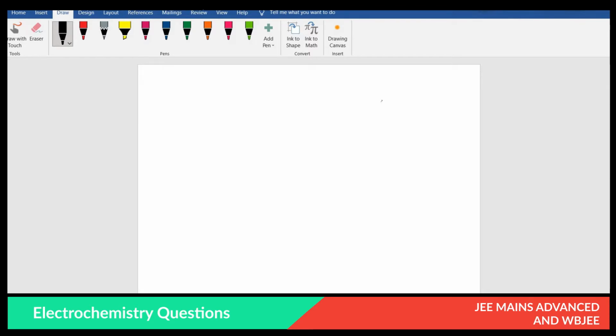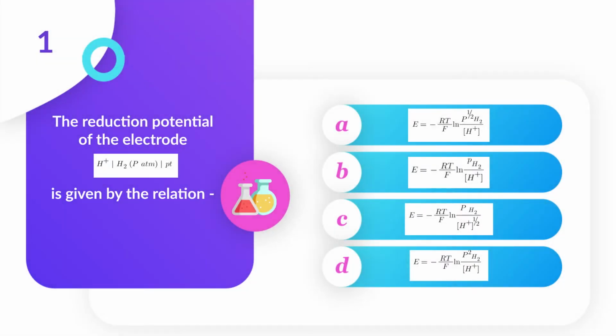So before starting with the first question, let me just read it out. The first question says, the reduction potential of the electrode H plus to H2 at P atmospheric pressure using a platinum electrode is given by the relation, and there are four options mentioned as A, B, C and D.